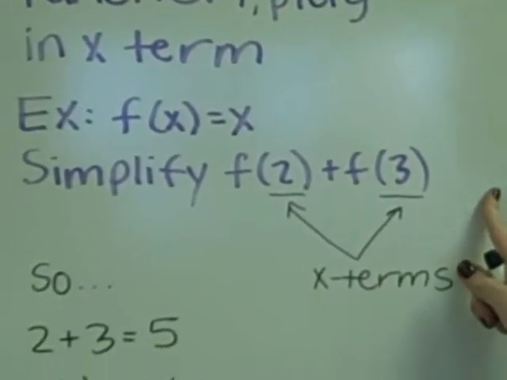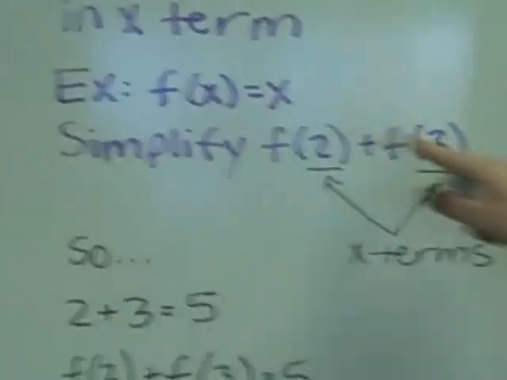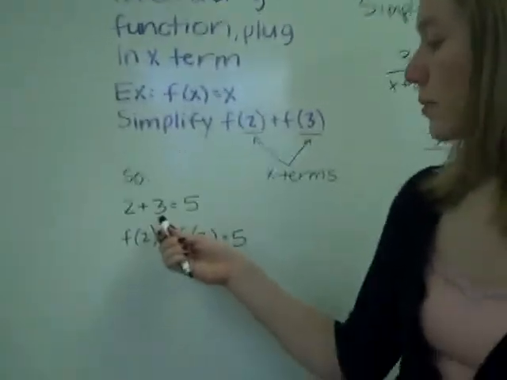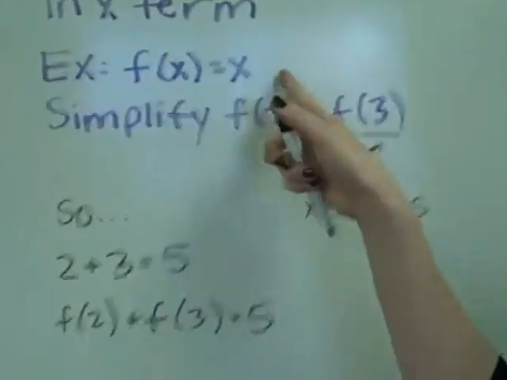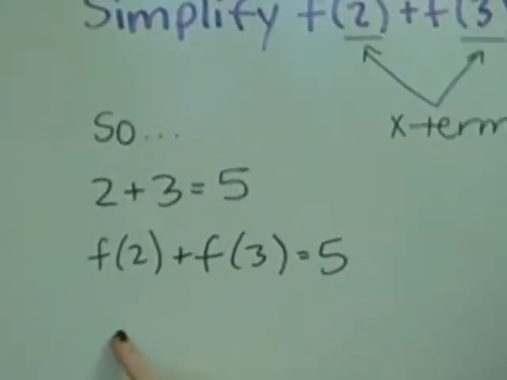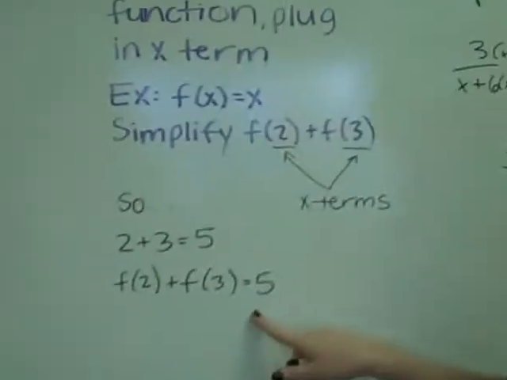So when you do the problem, you're going to plug the 2 in, and then you're going to plug the 3 in. And so when you do this, you're going to get 2 plus 3, because you just leave it the same, and you get 5. And so the whole problem, f(2) plus f(3), is equal to 5.